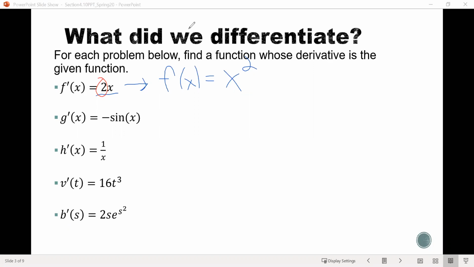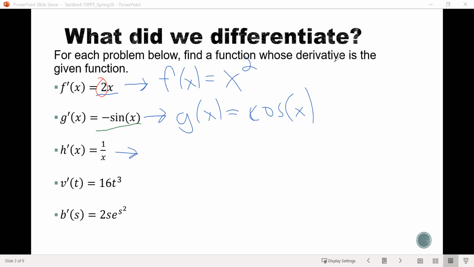g prime of x equals negative sine of x. Now that one looks familiar, right? We actually know a function whose derivative is negative sine of x. That would mean that in this case, g of x would be cosine of x, because we know the derivative of cosine is negative sine. All right, cruising right along here.